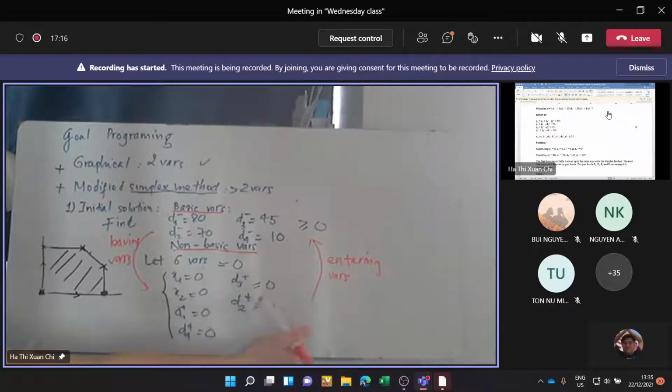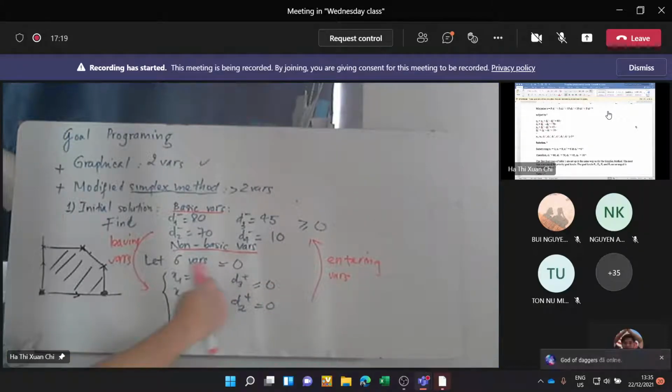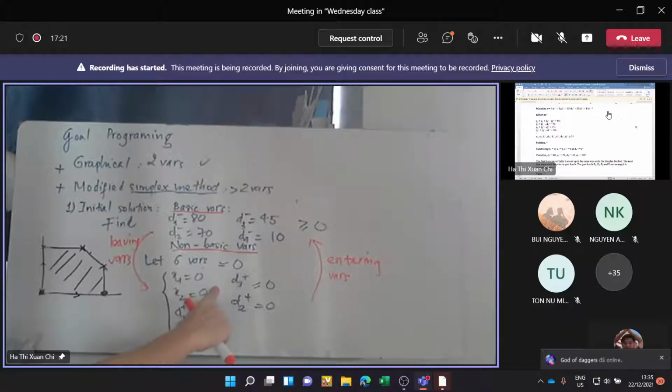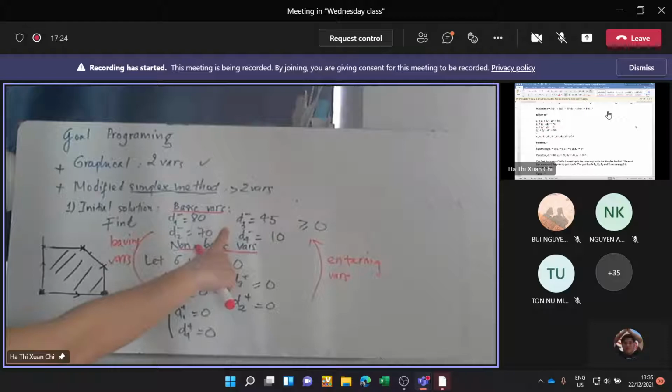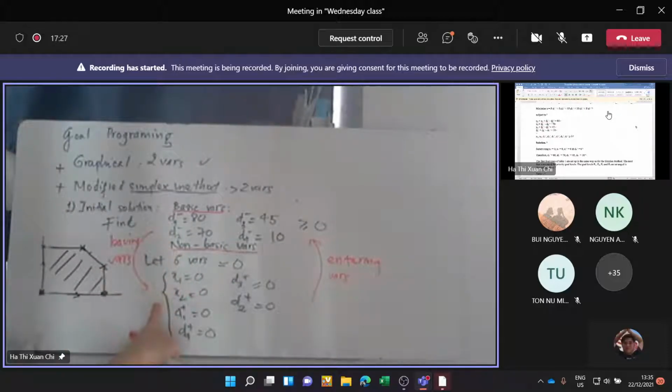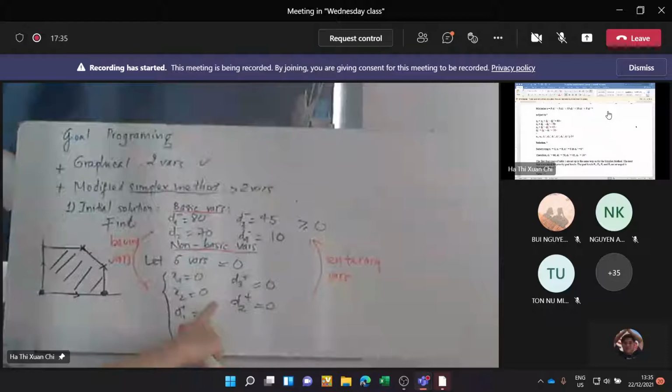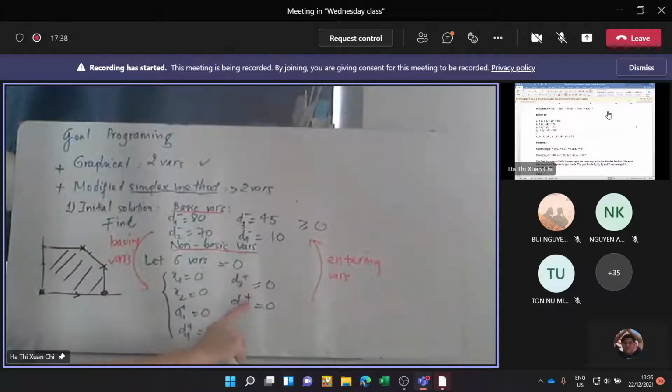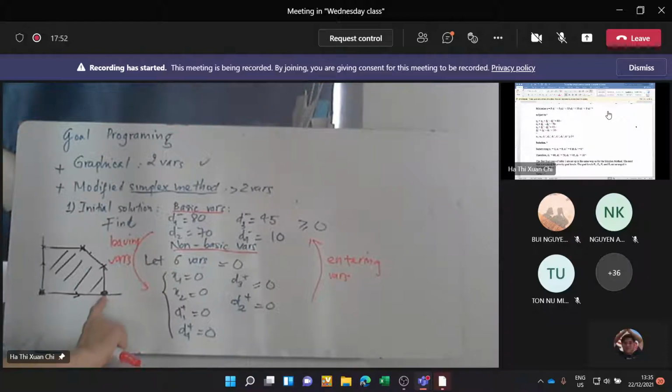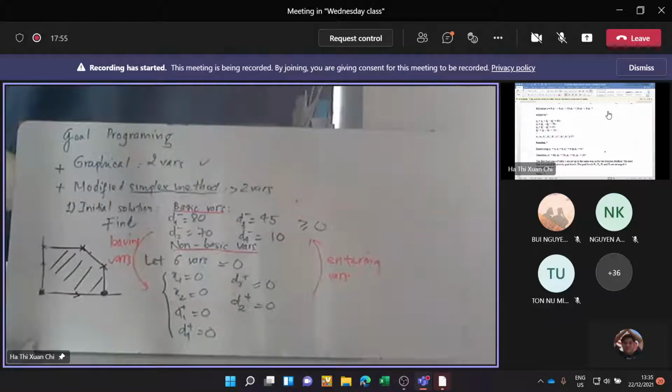For entering, it means I select a variable from the non-basic variable group and it enters the basic, and from the basic, one leaves out of the basic variables into non-basic. I repeat that until I find the optimal solution. When I enter and leave, it means I move to another point. Okay. Everyone remember that?